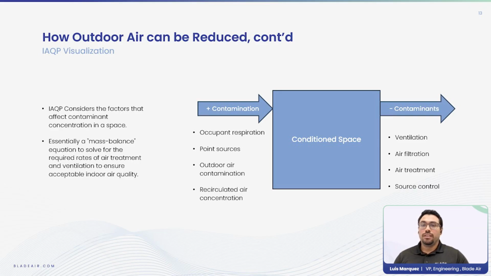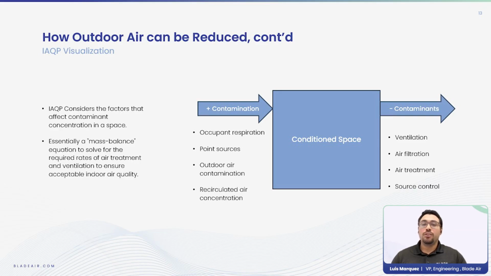Here's a little bit of a simpler diagram to better visualize what is being calculated. At each calculation, we are evaluating the concentrations in the conditioned space. We calculate the increasing contamination of the space, and that's represented by the plus side. This includes the supply air that's being brought in, so that means the outdoor air contamination, as well as the recirculated air concentration. And it also considers any point sources and any other pollutants that are being introduced within the space itself.